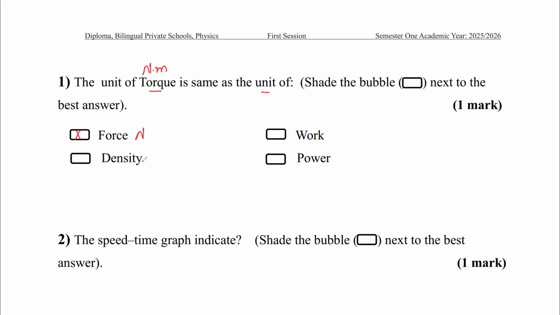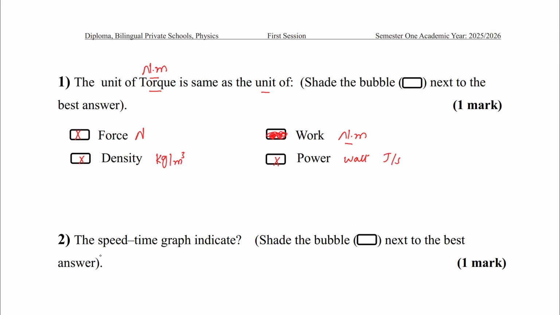The unit of density is kilogram per meter cube, so this option is also wrong. The unit of power is watt, or joule per second, so this is also wrong. But the unit of work is actually Newton meter. So the unit of torque is Newton meter and the unit of work is also Newton meter. So your correct answer is work.